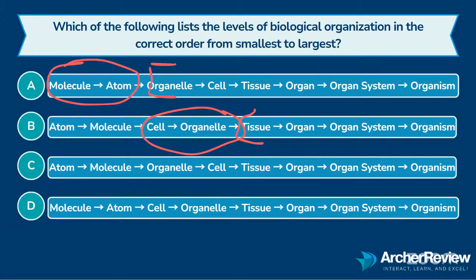All right, C, we know this was our correct answer. Let's take a look at D. D, molecule, atom. Oh, see, those two are out of order. Oh, cell and organelle are out of order as well. And then looks pretty good from there on. Okay.